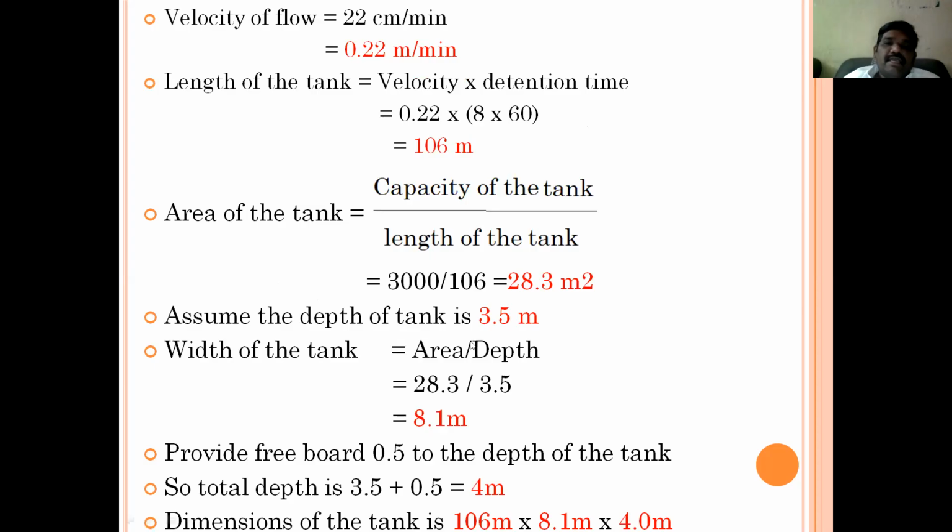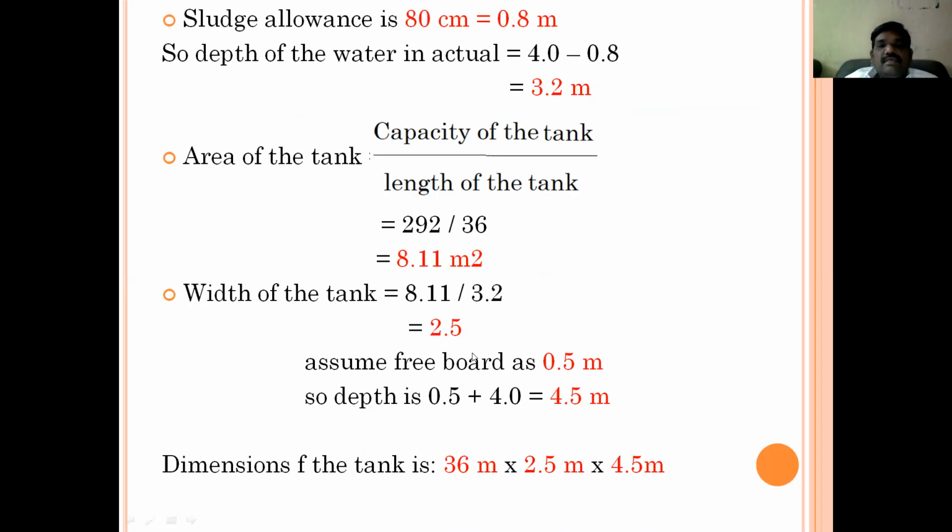What is the formula? Area by depth. What is the area? 8.11. What is the depth? 3.2. Why is it 3.2? They gave 4, but they only allowed for sludge deposition of 0.8. So the depth of the water in the tank is 3.2. We must take this value.